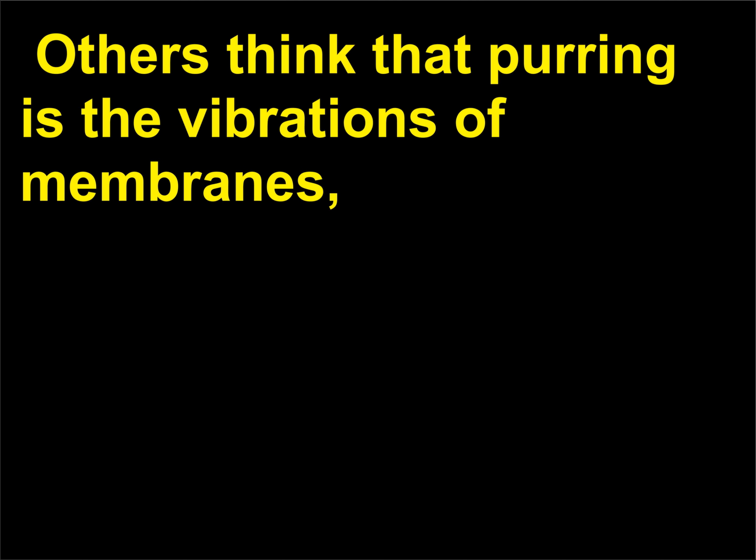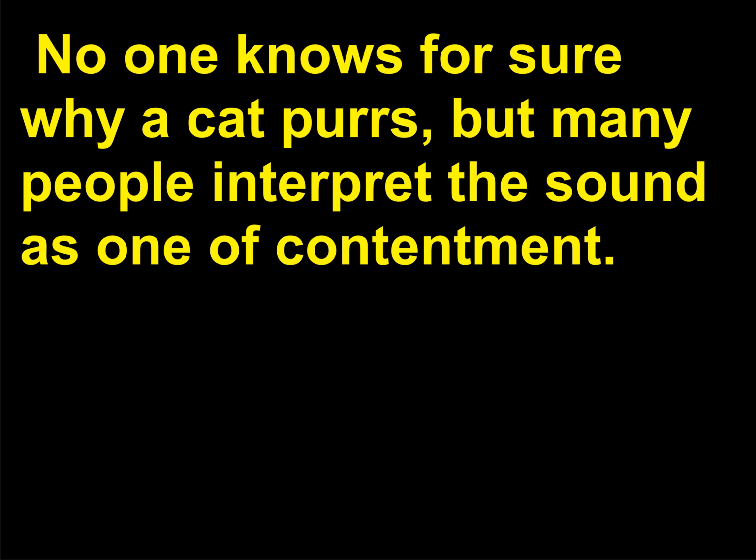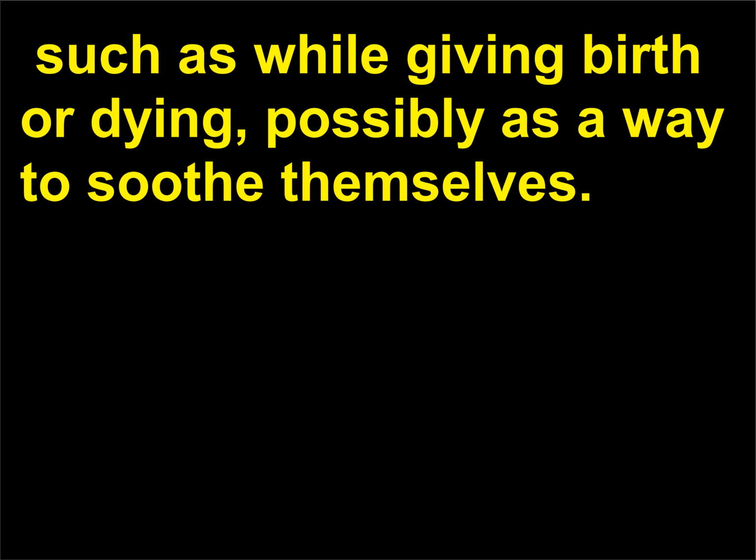Others think that purring is the vibrations of membranes, called false vocal cords, located near the vocal cords. No one knows for sure why a cat purrs, but many people interpret the sound as one of contentment. Cats are also known to purr while in pain, such as while giving birth or dying, possibly as a way to soothe themselves.